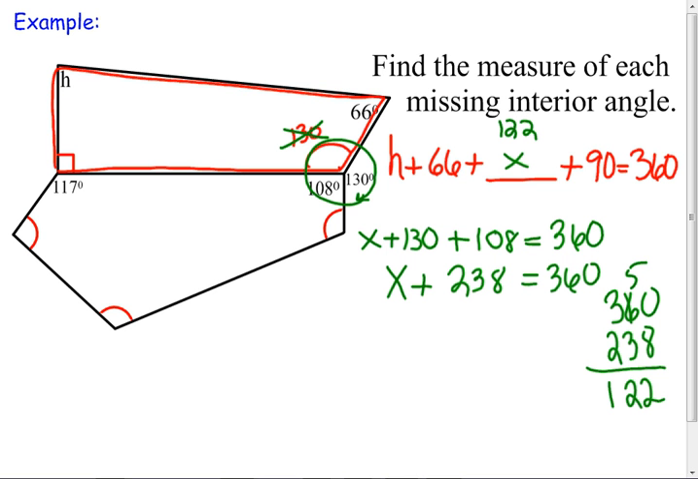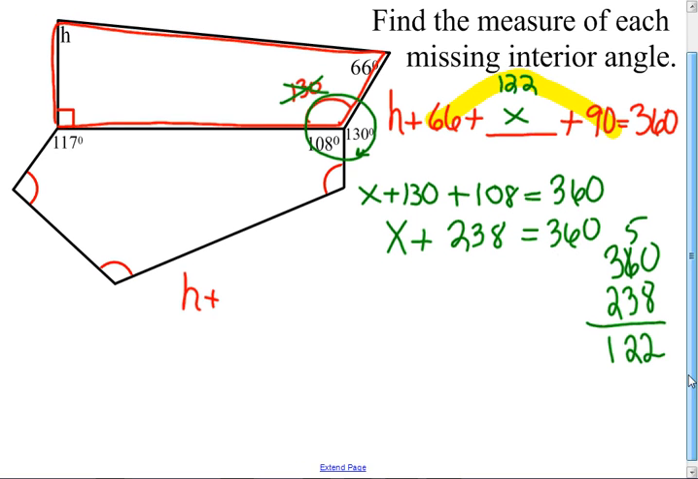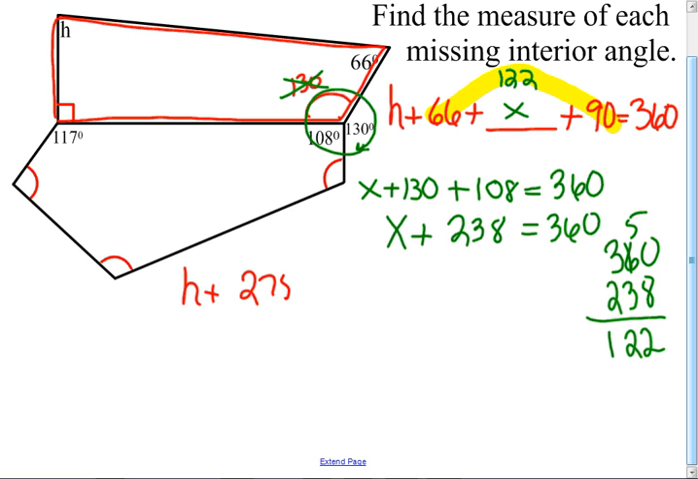Now, can you find H? Harrison, can you find H? You have a calculator? Who's got a calculator? I want 66 plus 122 plus 90. 278? Okay. Then when you subtract 278 from 360, you get? 82. Is that right? Looks right. Okay. There's 2 problems in this problem, though.